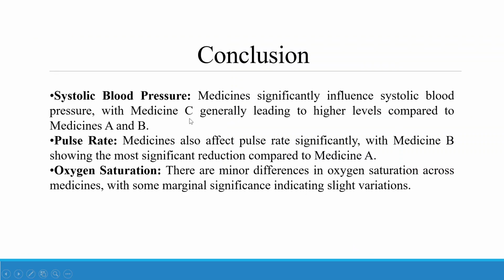Conclusions. Systolic blood pressure. Medicine significantly influences systolic blood pressure, with medicine C generally leading to higher levels compared to medicines A and B. Pulse rates. Medicine also affects pulse rates significantly, with medicine B showing the most significant reduction compared to medicine A. Oxygen saturation. There are minor differences in oxygen saturation across medicines, with some marginal significance indicating slight variations.